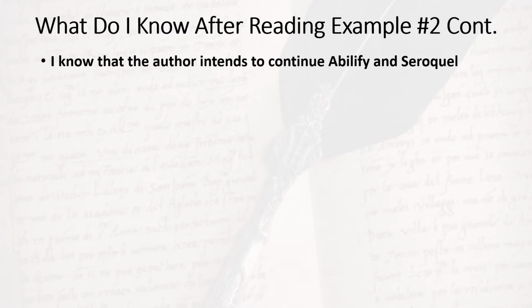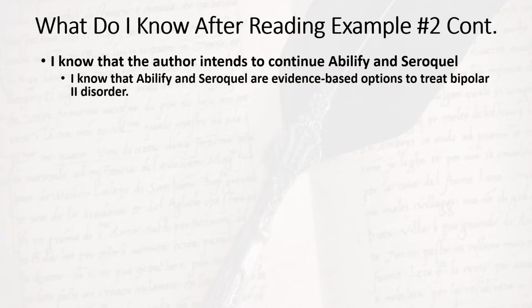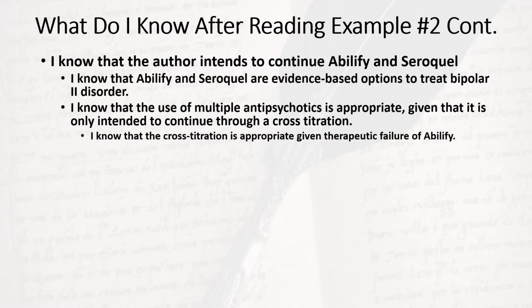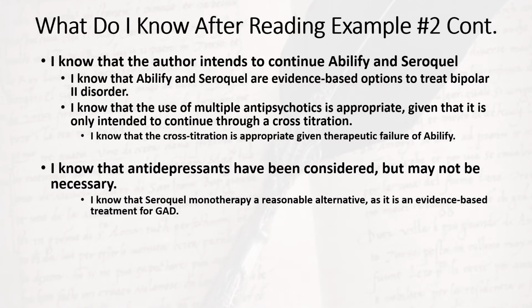I know that the author intends to continue Abilify and Seroquel, and I know that the author is using Abilify and Seroquel as evidence-based treatment options to treat bipolar II disorder, as well as that the use of multiple antipsychotics is appropriate because this is a temporary situation in which they're cross-titrating from one to another. I also know that cross-titration is appropriate because of the therapeutic failure of Abilify. I know that antidepressants have been considered, but may not be necessary.